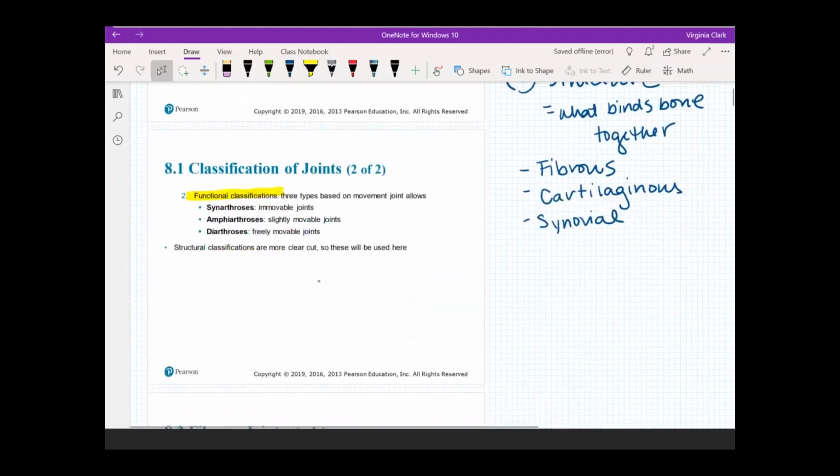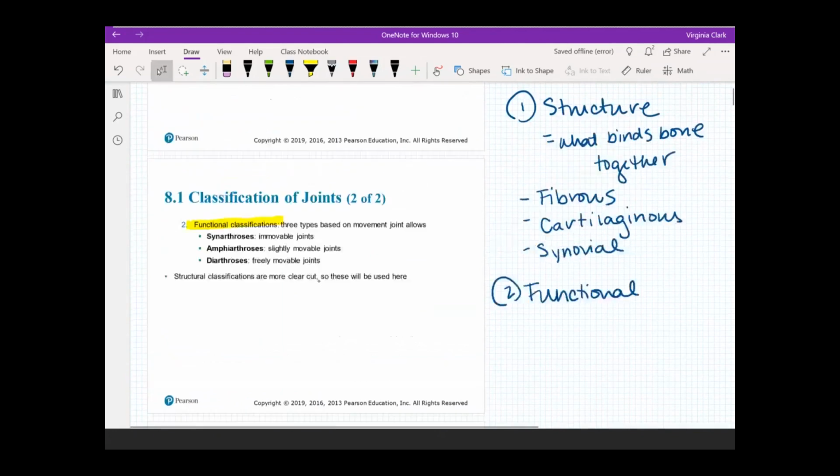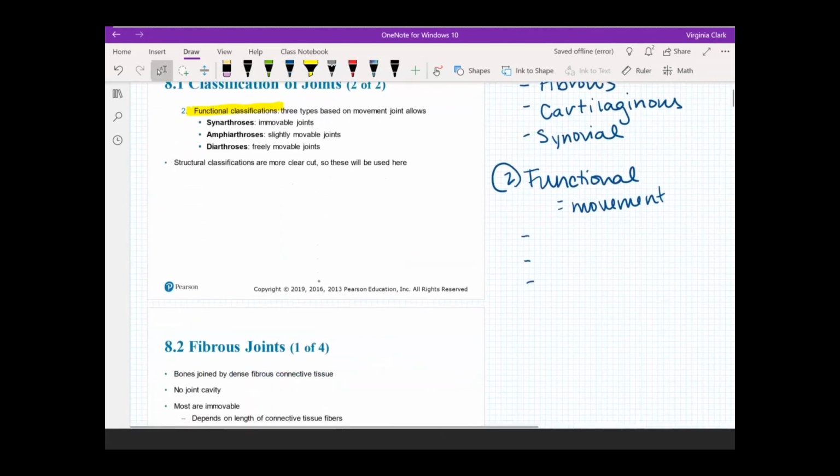You can also classify a joint based on its functional classification. What is the joint able to do? How does it actually work? This is the movement, what it does. With a functional classification, there are three types, and these are very easy to confuse, so it helps to say them out loud. When we're talking about joint movement, essentially we're looking at no movement, a little bit of movement, or a lot of movement. A synarthrosis is immobile, no movement.